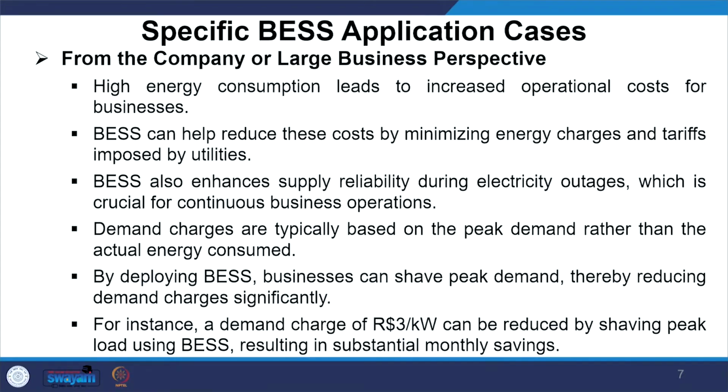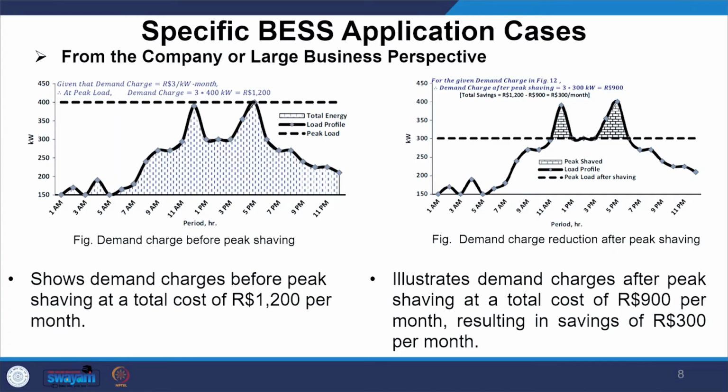Now, demand charges are typically based on the peak demand rather than the actual energy consumed. So, by deploying battery technology, businesses can shave peak demand, thereby reducing demand charges very significantly. For instance, a demand charge of rupees 3 per kilowatt can be reduced by shaving peak load using BESS, resulting in substantial monthly saving. Now, look at one more interesting example.